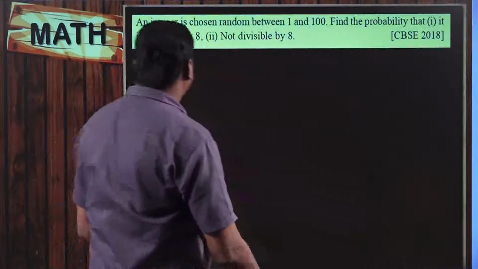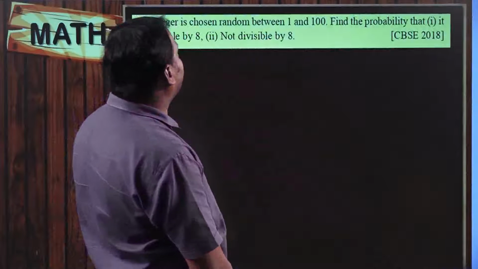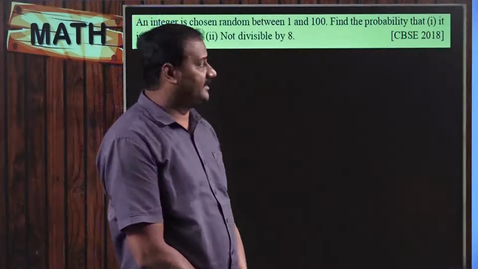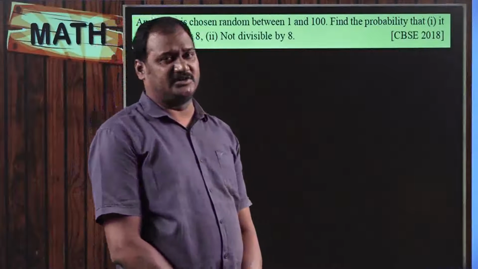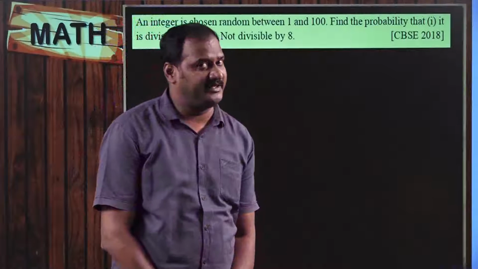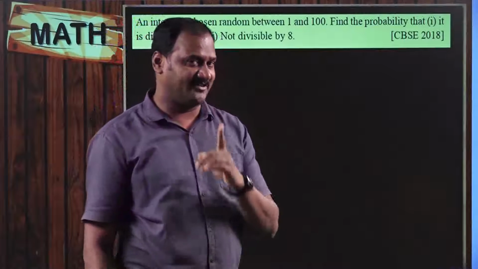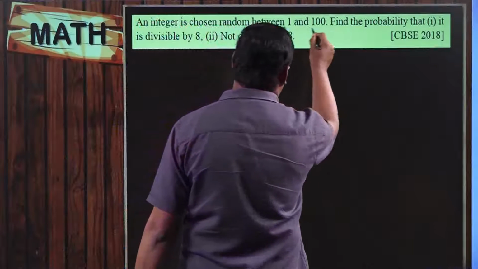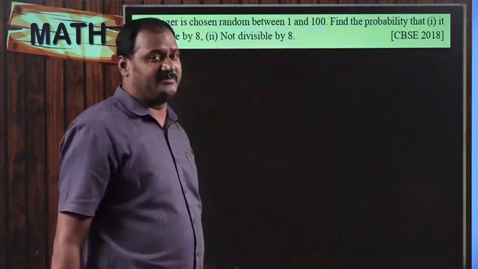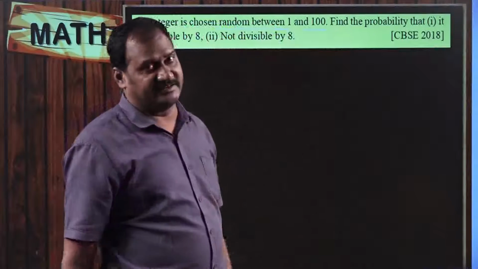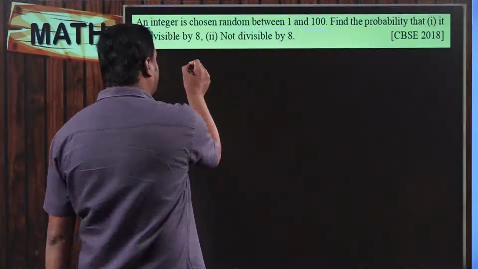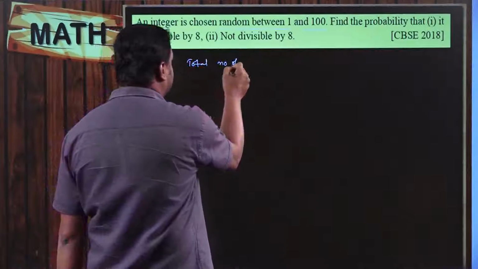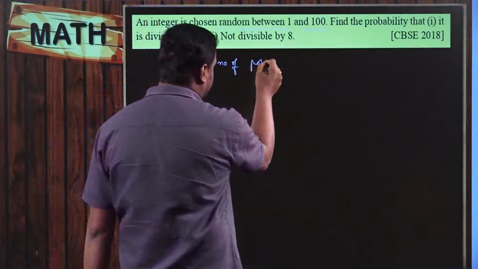Here the next problem is, an integer is chosen at random between 1 and 100. Between 1 and 100 in the sense what? 1 and 100 will not be included, right? You will have to remember that. See here, random between 1 and 100. Between 1 and 100 means you will not be including 1 as well as 100. So therefore, what is the total number of outcomes?